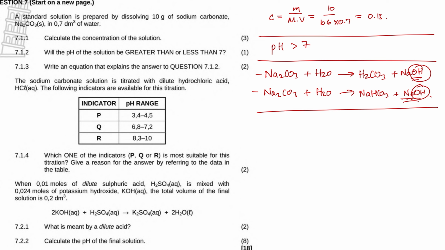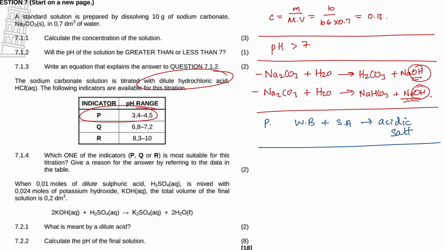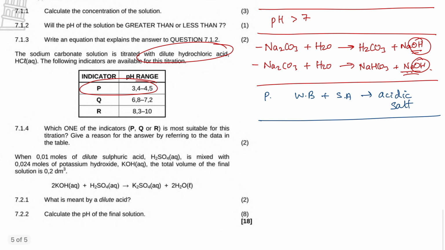Moving on, the sodium carbonate solution is titrated with dilute hydrochloric acid. The following indicators are available. Which of the following indicators is most suitable? It's going to be indicator P. Give a reason by referring to the data in the table. So we would use indicator P because sodium carbonate is a weak base. And when you react a weak base with a strong acid like hydrochloric acid, you are going to get an acidic salt. So you need to use an indicator that is sensitive to those lower pH values.